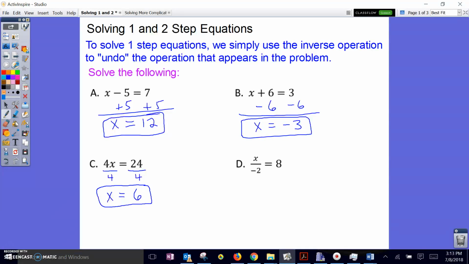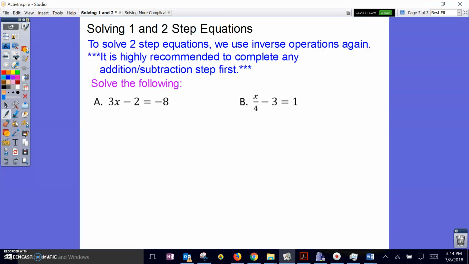And in part D, our operation that appears in the problem is division. So we're going to use the inverse operation of division, which is multiplication. So we're going to take both sides here and multiply them by the negative 2. That leaves us with x on the left. And on the right, 8 times negative 2 gives us negative 16. Okay, one-step equations should be pretty simple for us, and that was a good quick review of how we handle them.